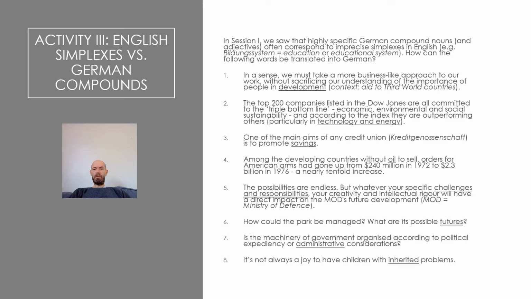Aufgabenspektrum might also work. How could the part be managed? What are its possible futures? Well, here we have a plural in English. In German, we would need to use a compound again to express that plural. Entwicklungsmöglichkeiten für die Zukunft.